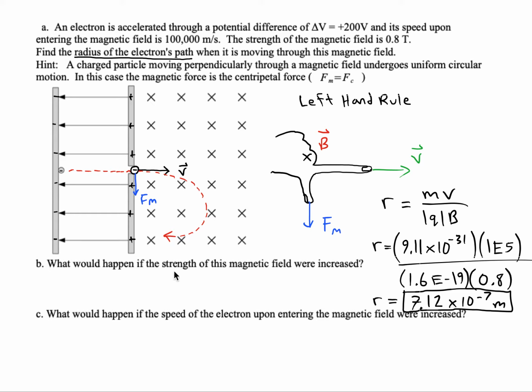Now, what would happen if the strength of the magnetic field were to increase? For that, we can analyze the formula for a radius. If the B field were to go up, then the radius would have to go down. They're inversely proportional.